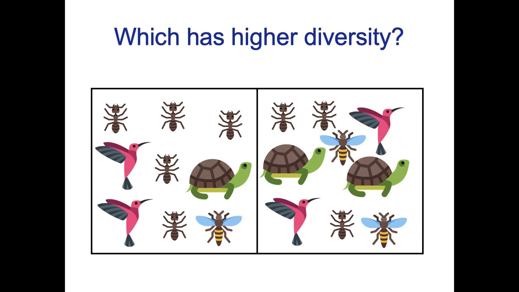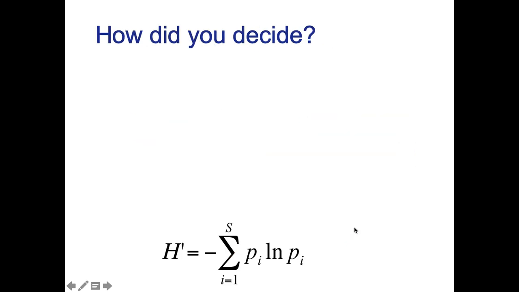In this second one, you'd probably say on the right because there's more even representation of the different species. On the left, it's really dominated by ants, and over here, there are fewer ants and more other things. So we would say that the right has more species diversity.